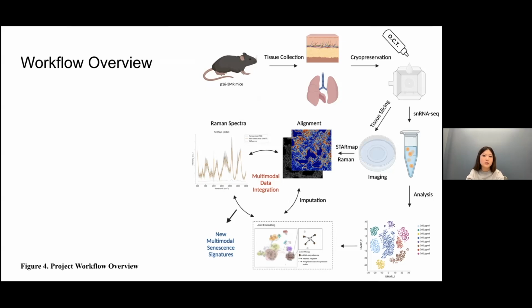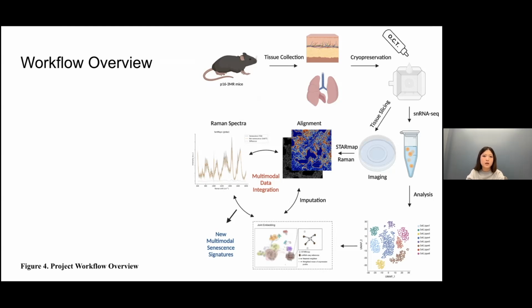Once Raman imaging was completed, we proceeded with STARmap on the same tissue sample. Since Raman is label-free, the tissue is still intact and suitable for STARmap. Using STARmap, we mapped the expression of over 1,000 genes within the same region of the tissue, giving us high-resolution spatial transcriptomic data. This allows us to connect gene expression with the biochemical profile obtained earlier from Raman imaging.